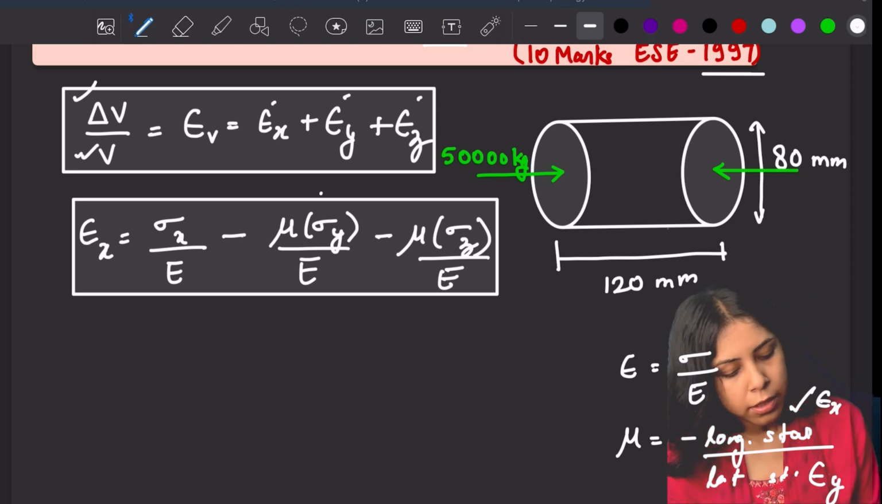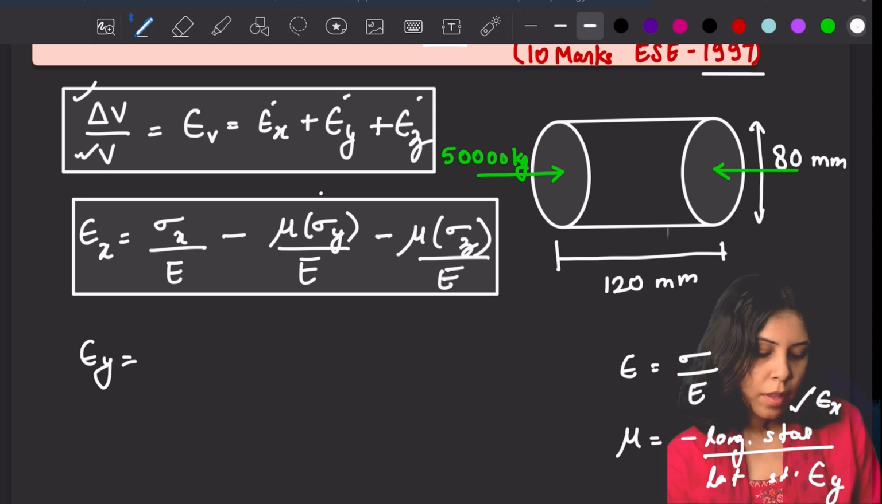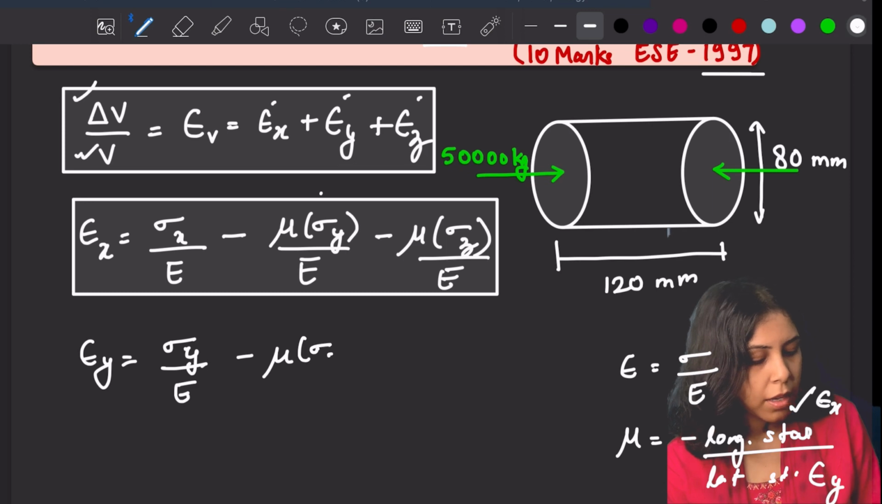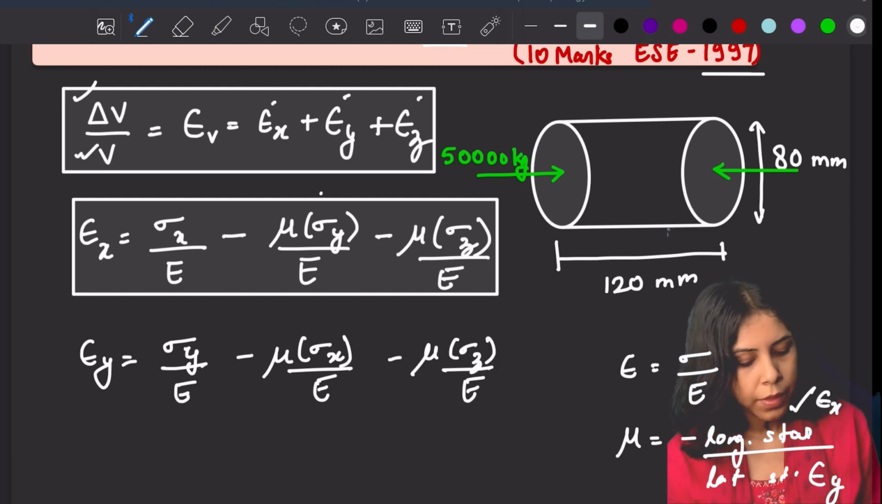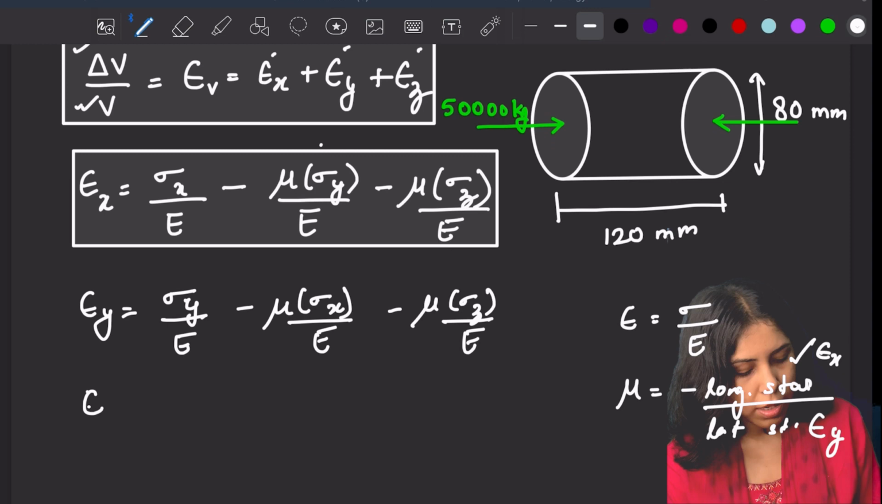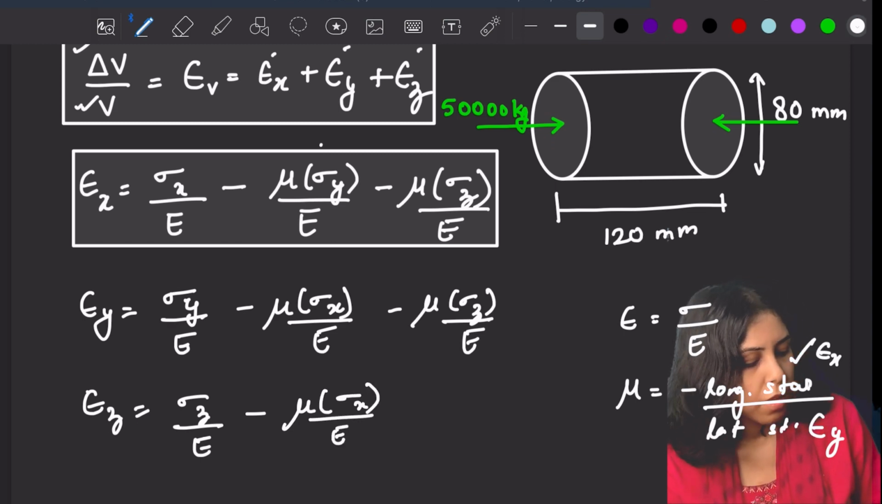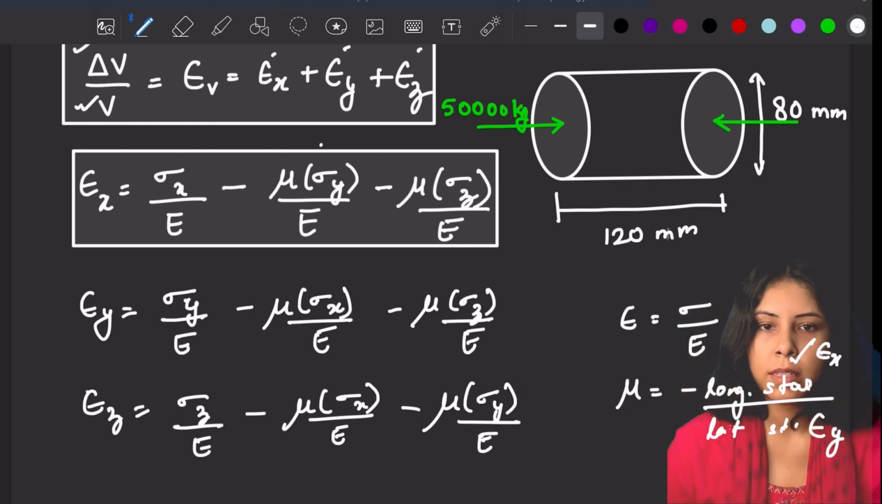Similarly, we can write epsilon y is sigma y upon E minus mu sigma x upon E minus mu sigma z upon E. Now similarly we can write epsilon z is sigma z upon E minus mu sigma x upon E minus mu sigma y upon E. This is the case, right?